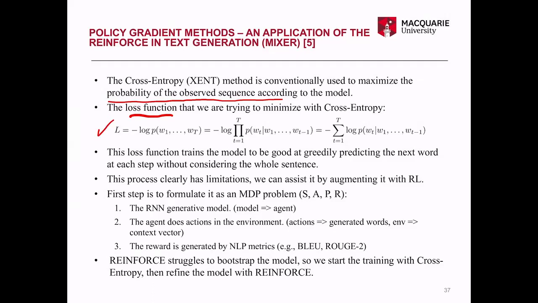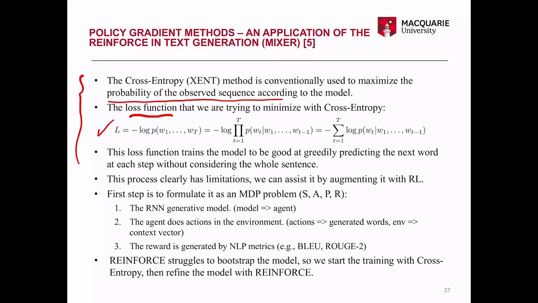And this is how it works. We first pre-train our RNN or neural network with the cross entropy method for, say, a couple of thousands of iterations. And it usually hits a plateau of performance. And once that happens, we continue our training with reinforcement learning.